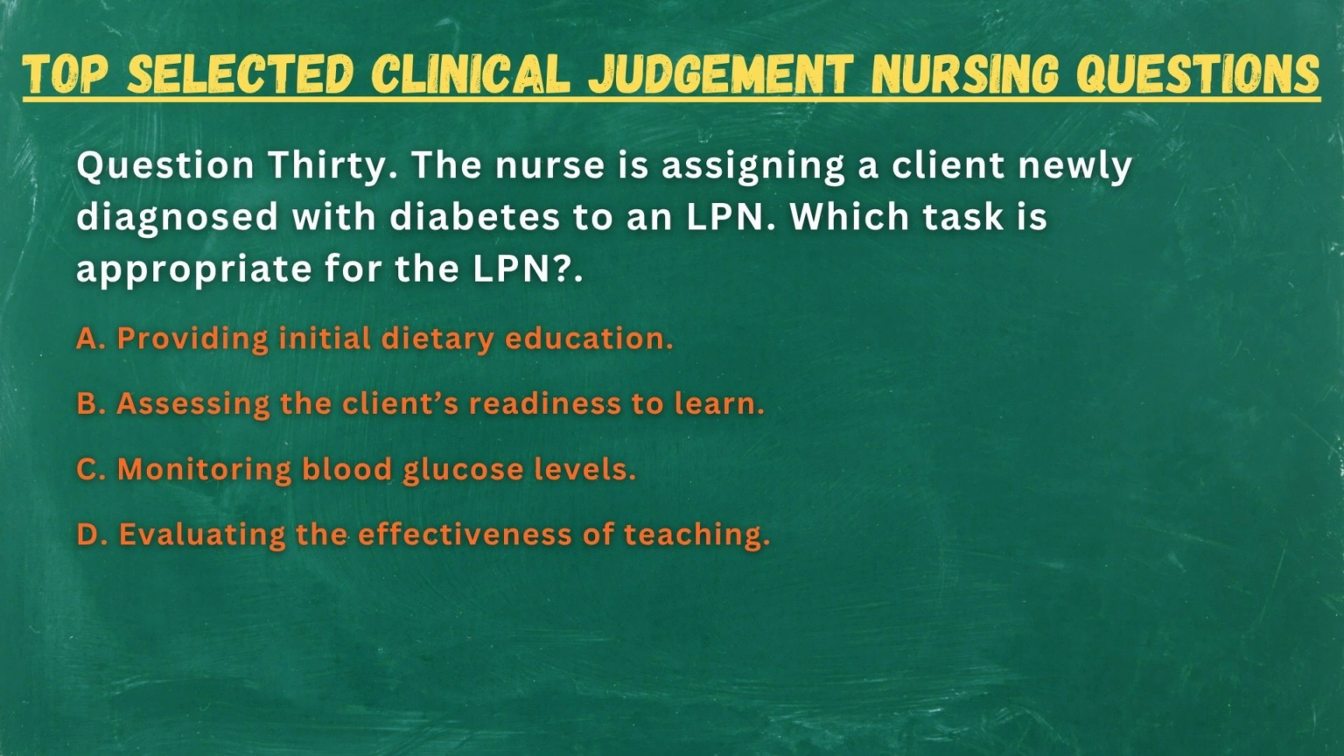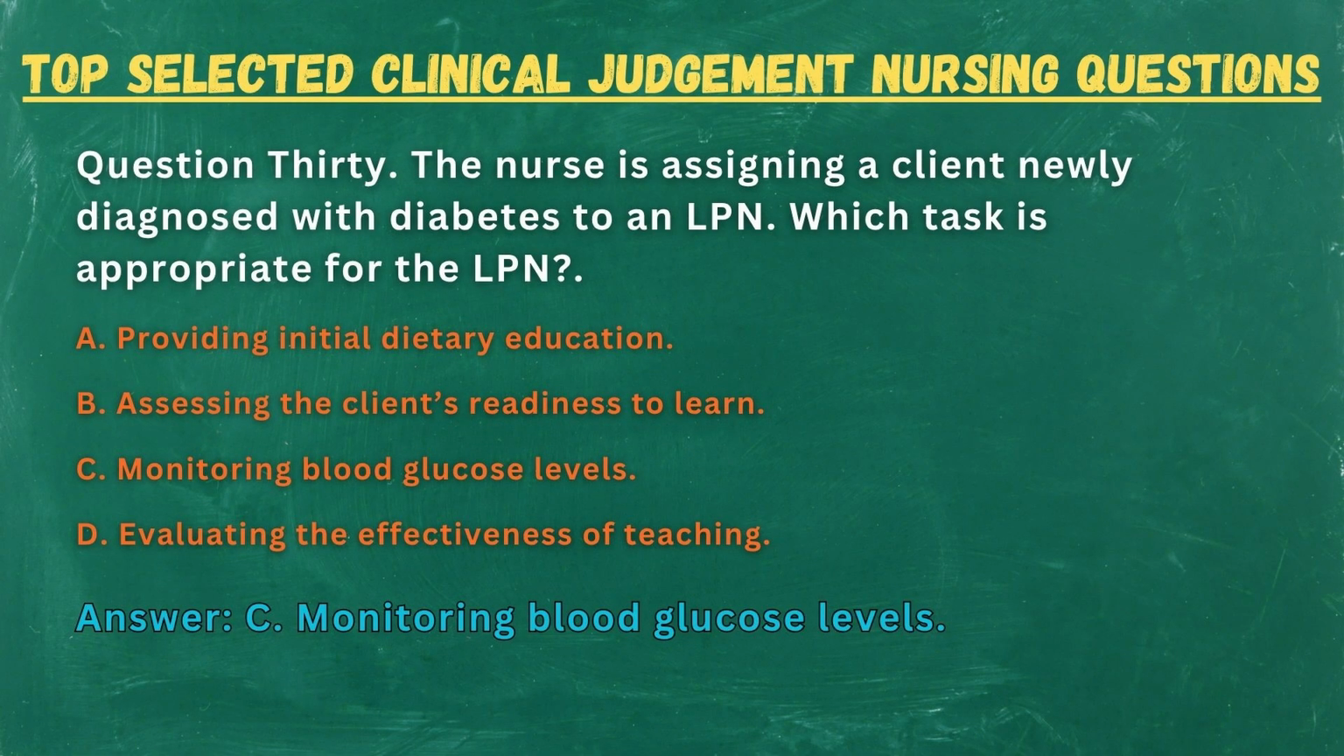Question 30. The nurse is assigning a client newly diagnosed with diabetes to an LPN. Which task is appropriate for the LPN? A. Providing initial dietary education. B. Assessing the client's readiness to learn. C. Monitoring blood glucose levels. D. Evaluating the effectiveness of teaching. Answer: C. Monitoring blood glucose levels.